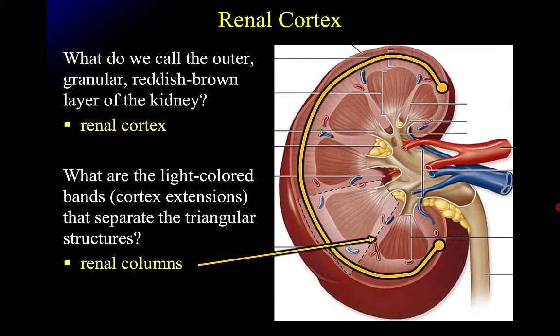The other layers are going to be a cortex and a medulla. We, of course, remember what those mean. Cortex is an outside layer. Medulla is a middle layer. So here is our renal cortex.